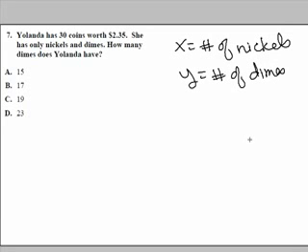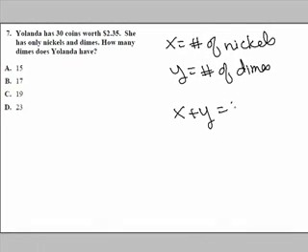Now we need to write two equations that involve X and Y. Reading the first sentence, it says Yolanda has 30 coins. So I already know that if I add up the total number of nickels and the total number of dimes, it's going to give me the total number of coins. So my first equation is going to be X plus Y is equal to 30.